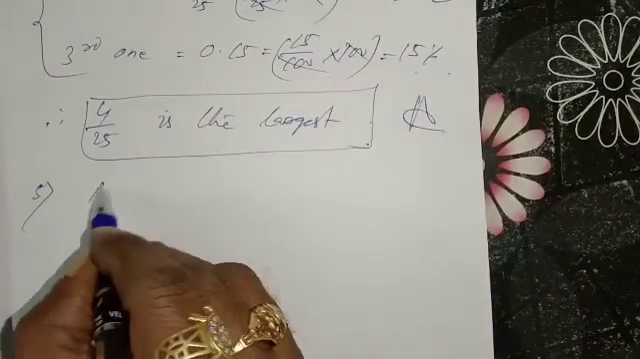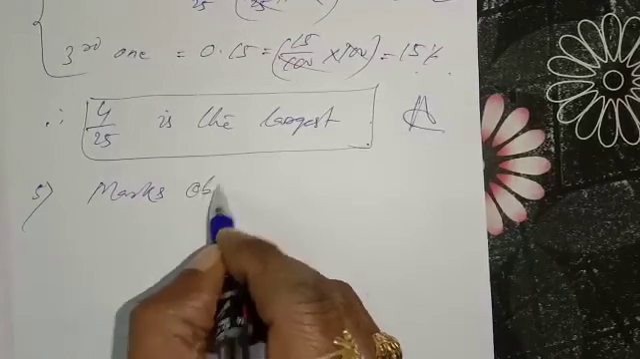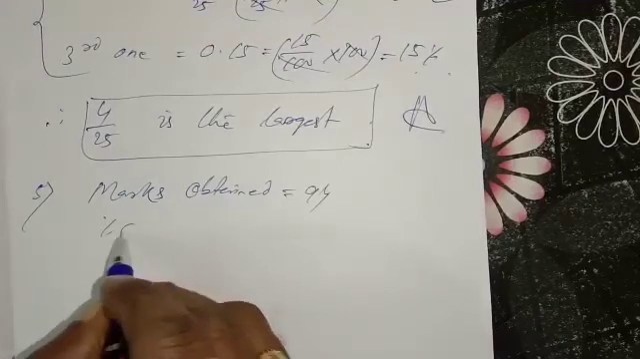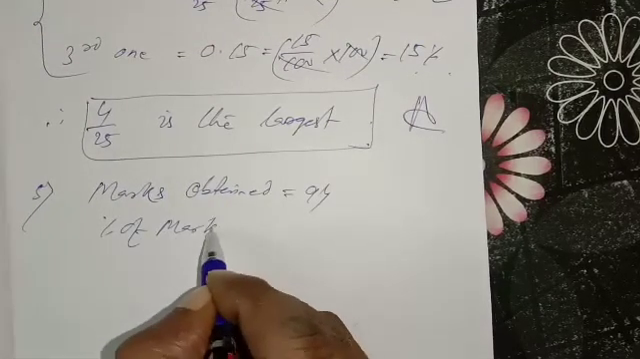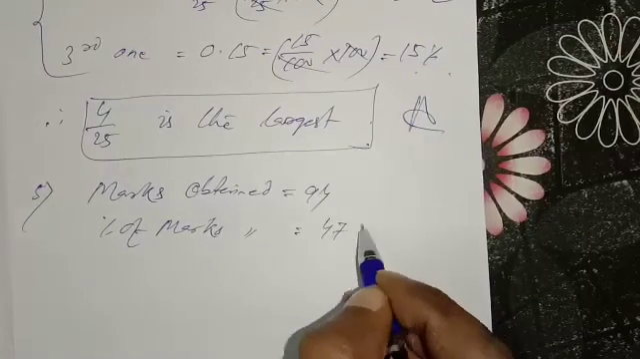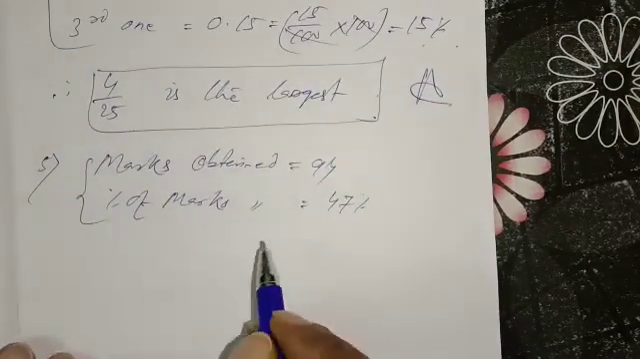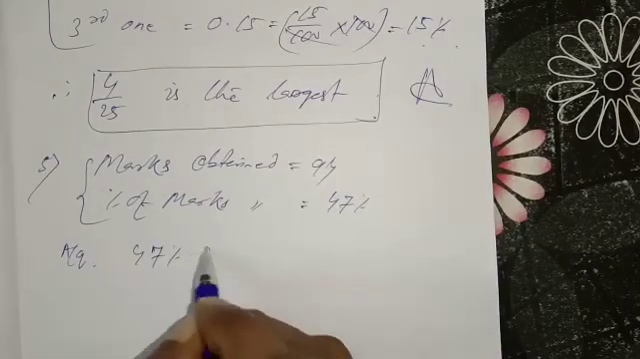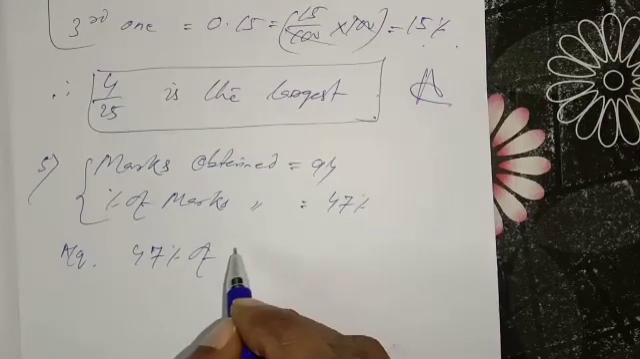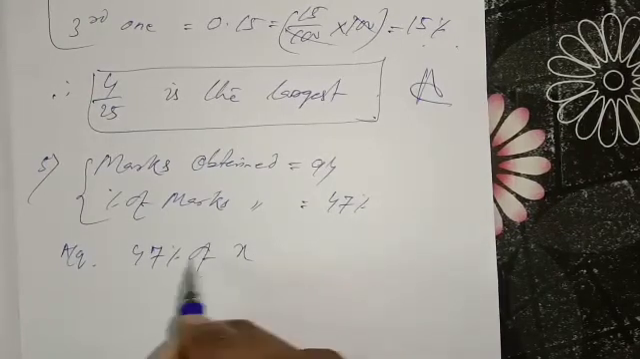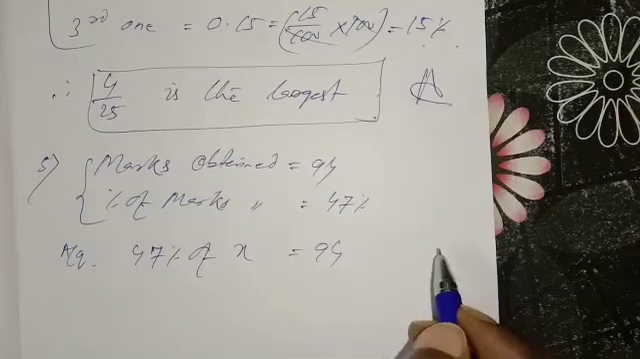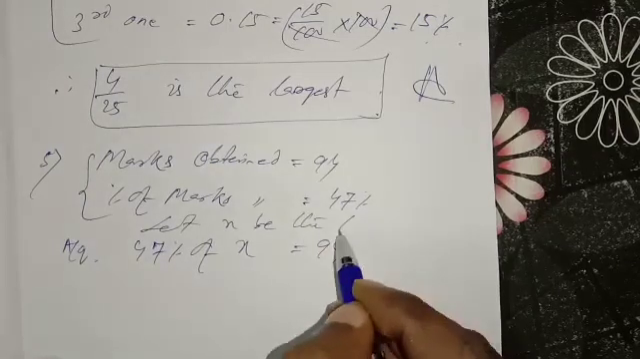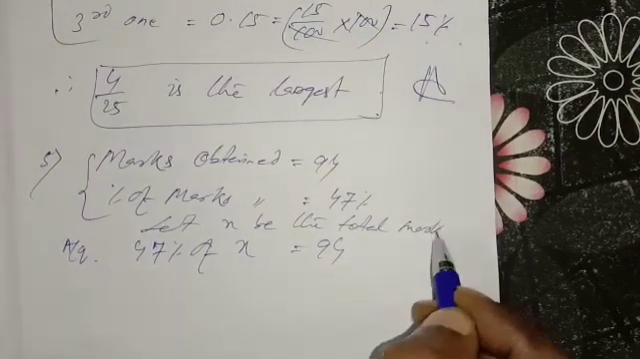In this question, marks obtained equal to 94. Percentage of marks obtained, that is 47%, and to find, these are two things given. So according to question, 47% of total marks x equal to 94. Let x be the total marks. That we have to find out.